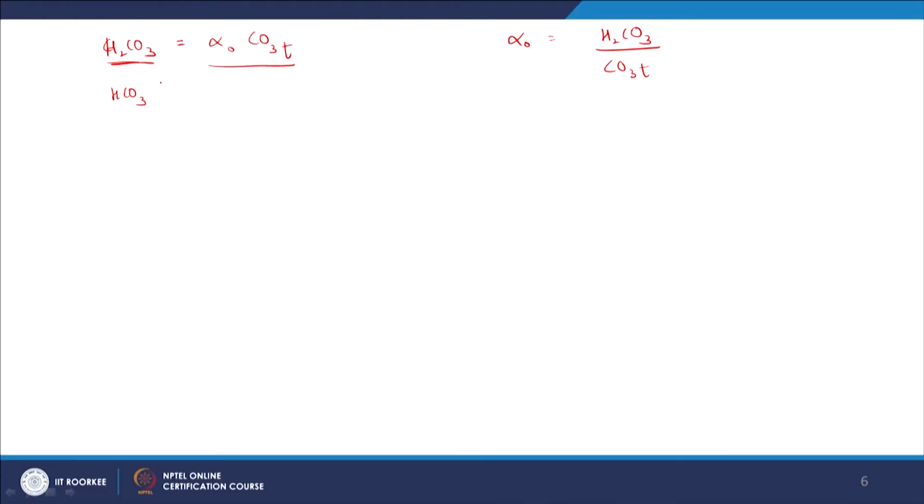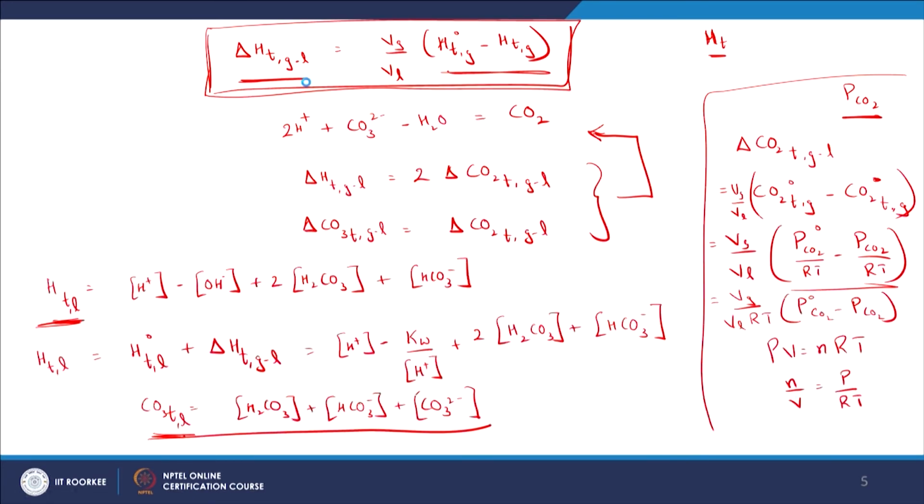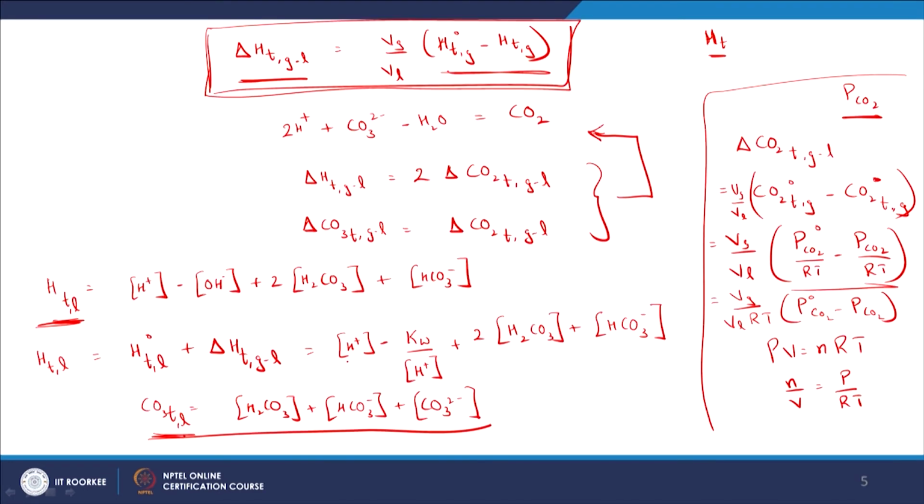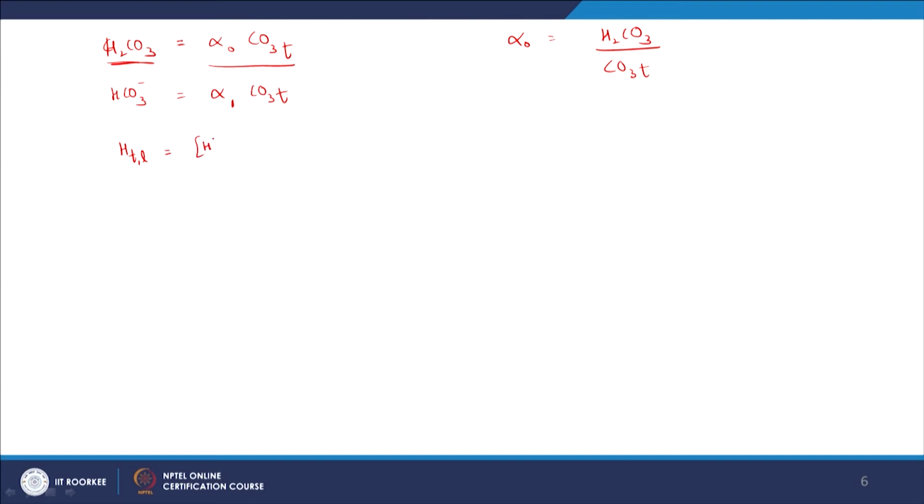So let's simplify that and come back to what I am trying to draw you towards, which is going to be equal to alpha 1 into CO3 total, and I am going to plug this into the previous equation. And what is that going to be equal to? So the H total in the liquid phase is going to be equal to H plus minus Kw by concentration of H plus, plus 2 times alpha naught plus alpha 1 into CO3 total, right?